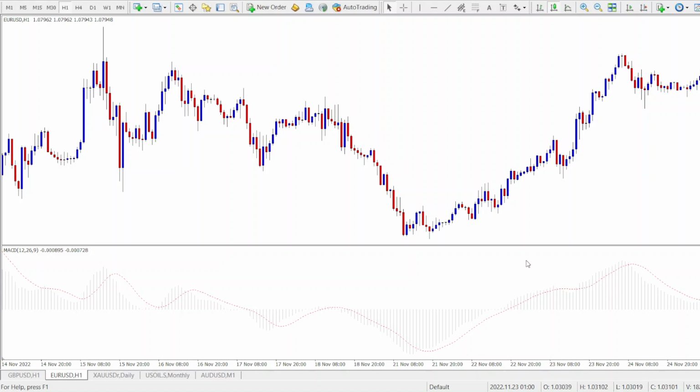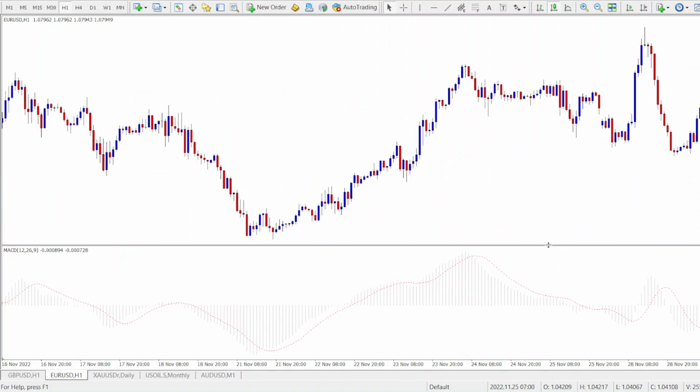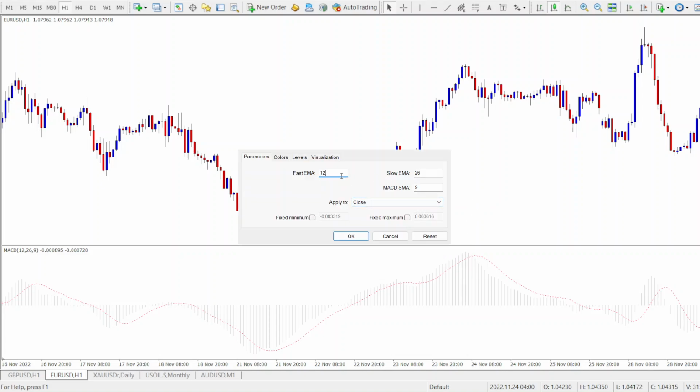But what most people don't know is that optimizing the MACD settings can drastically improve your signals. By default, most charting platforms would give you MACD settings of 12, 26, and 9. As we can see here, the fast EMA is 12, the slow EMA is 26, and the MACD SMA is 9. These numbers represent the periods used for the fast moving average, the slow moving average, as well as the signal line. But here's the secret.